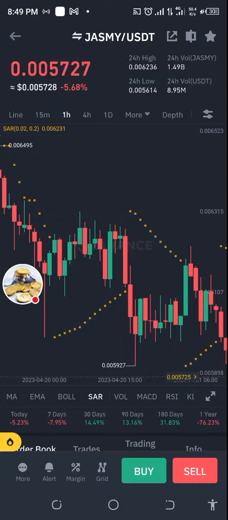I use the parabolic SAR to decide whether I should do a spot trade or not, because if for any reason I'm seeing it going up and then I see one dot of parabolic SAR on the top, I won't take it, because at that point it's going to start dumping, as you can see here. Once you see the first or second dot here, it's going to start dumping. That's just it.